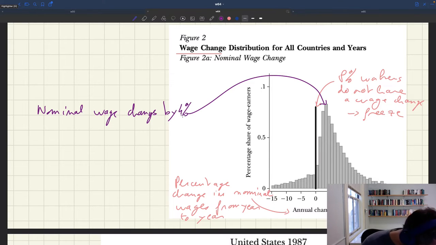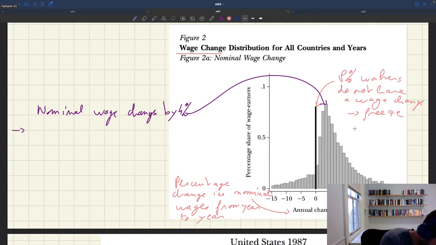Nominal wages changed by about 4%. Why is that interesting? Well, because inflation is around that level across all countries around that period. So this is an example where nominal wages are going to adjust exactly by the amount of inflation. So this big lump here is an example of real wages being fixed.